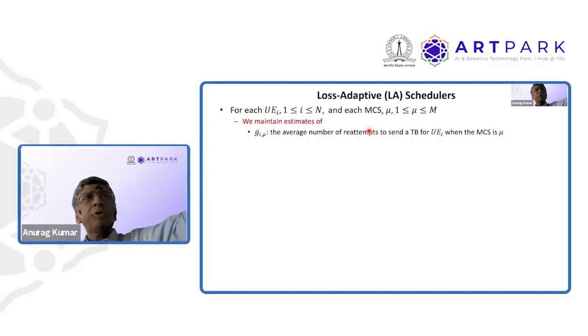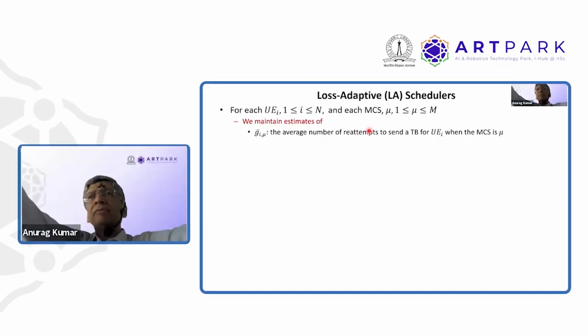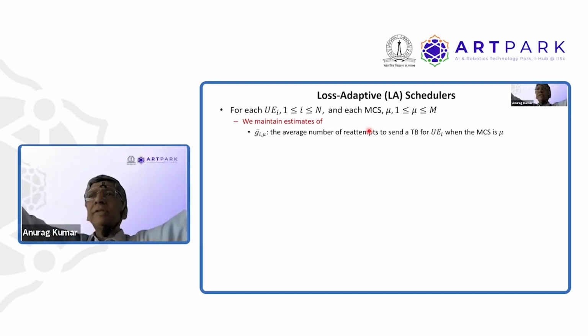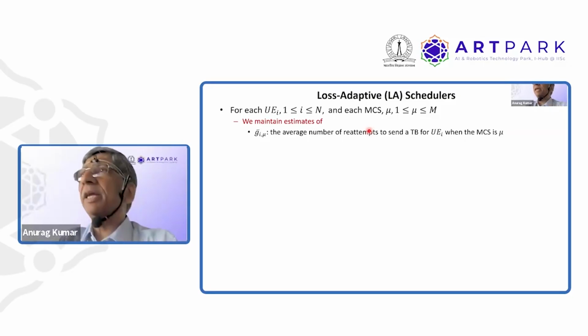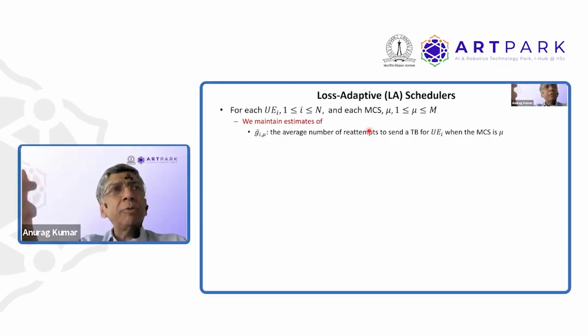So now it's a matrix. Suppose you take UE 10. There are 30 MCSs. For each UE, you maintain a matrix. If I use MCS 17, this is the loss rate I get. If I use MCS 10, this is the loss rate I get. I keep this matrix. 100 UEs, I require a 100 by 30 matrix. That may or may not be practical, but let's leave that aside. So I maintain some more data. I keep a history of the impact of using a particular MCS.